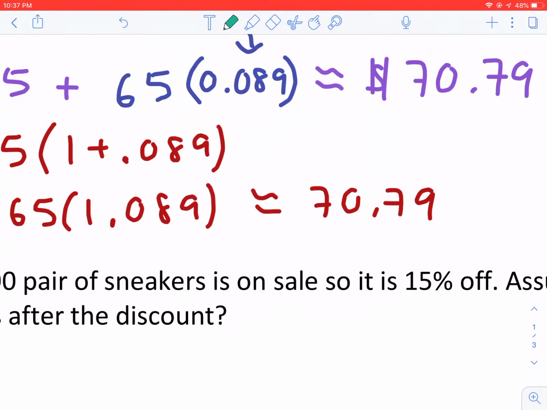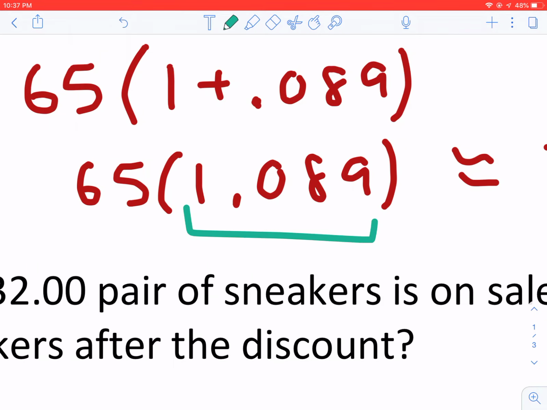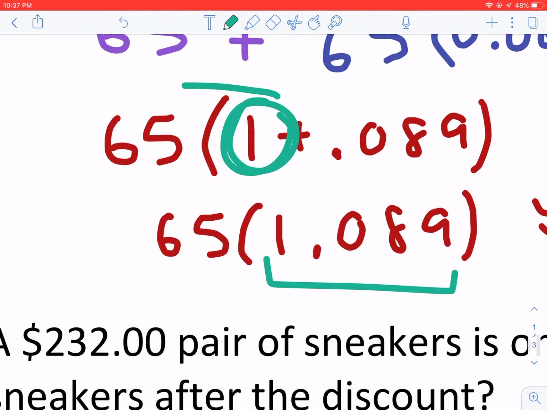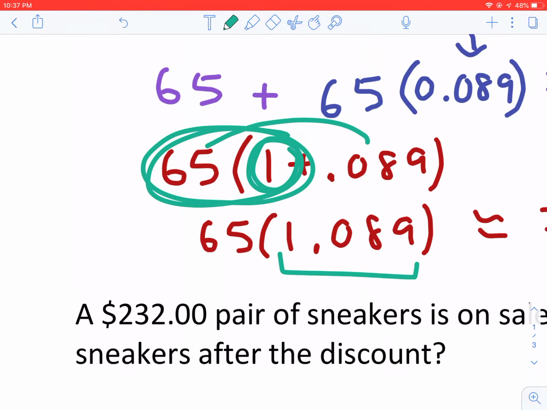So this is pretty cool. This 1.089 means that is an 8.9% increase to $65. That one part, that's kind of like 100%. So we're including 100% of the cost originally, right? And then when we distribute 65 times 0.089, that's also going to count the percent increase, or the 8.9% tax.